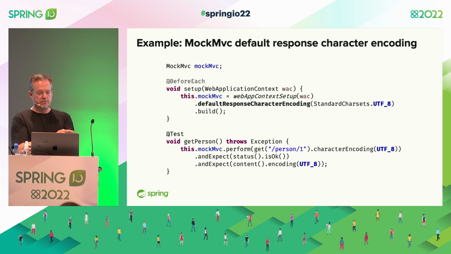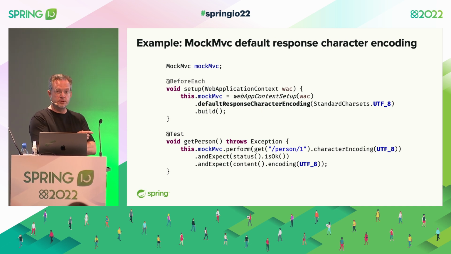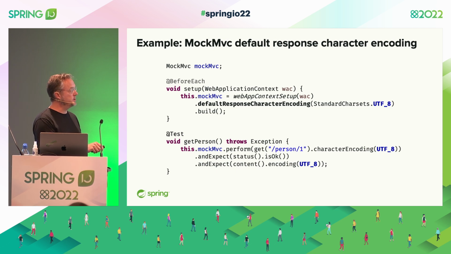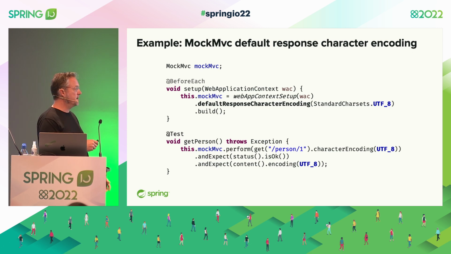I mentioned we have better support for character encoding in general in MockMvc. So here we're setting the default response character encoding as we set up the MockMvc instance that we're going to be using in our tests. And here we just have an example: if that were set as a default, and we pass in character encoding UTF-8 going in, then on the way back out, we expect the response to be UTF-8. So this was written for a test case that would have failed without this line in bold previously.